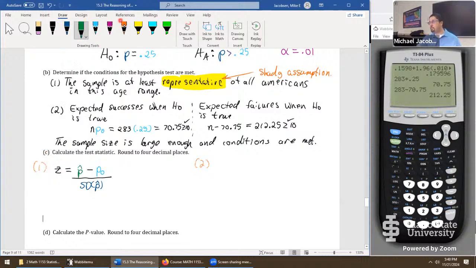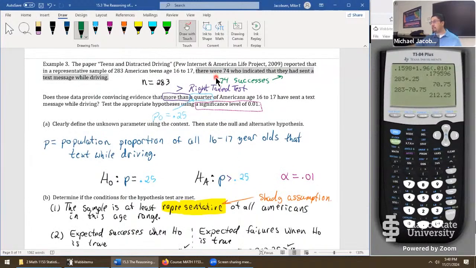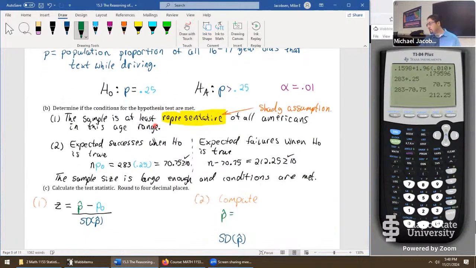Step 2 would just be to calculate some of these elements in the formula. So in step 2, compute first p hat. Next it'll be standard deviation of p hat. And we already have the value p naught, so we'll just look it up and drop it in. So let's see if we really do have to do a computation. Yeah, it looks like we do. All we know is that there's 74 successes, sample size of 283. So we go 74 divided by 283.